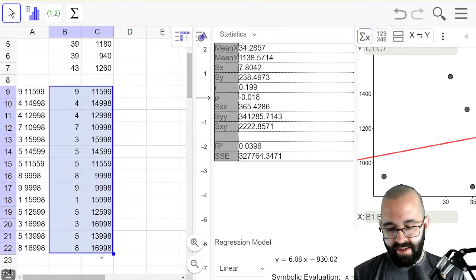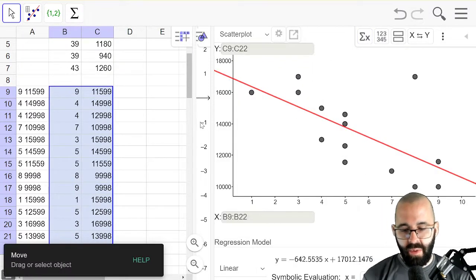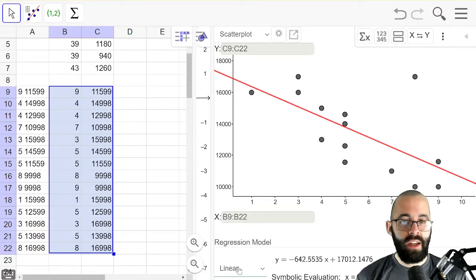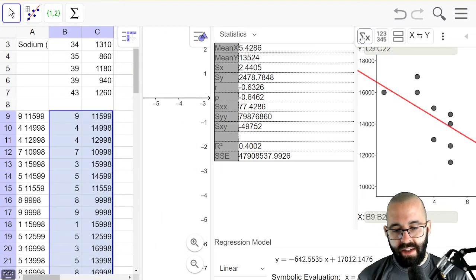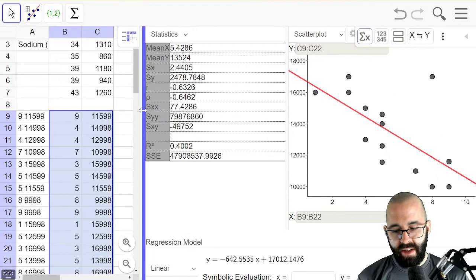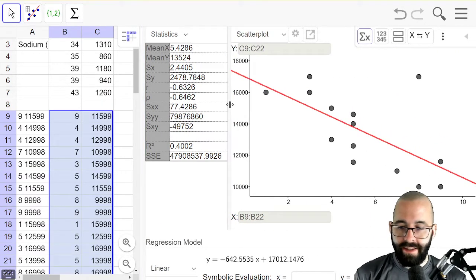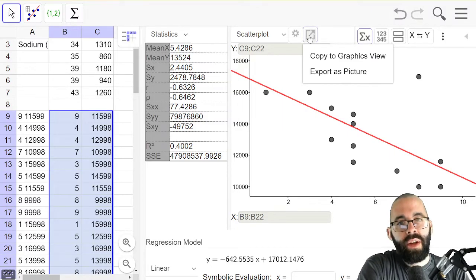All right, so we highlight this data, click up here to two-variable analysis. If you don't have the regression line automatically, go down here and select linear. All right. And we can get some data about this regression line as well, dragging things where they need to be to make things look nice. So that's our scatter plot. We could save it by going up here.